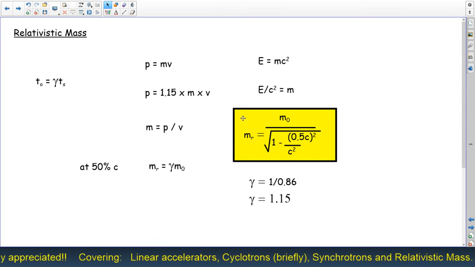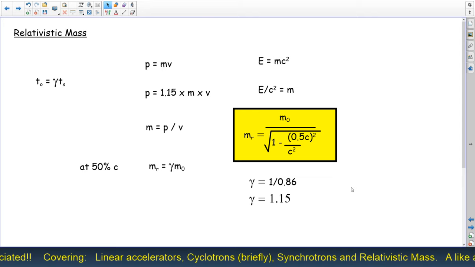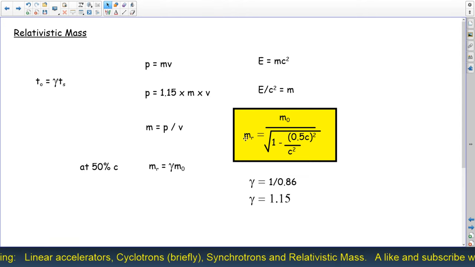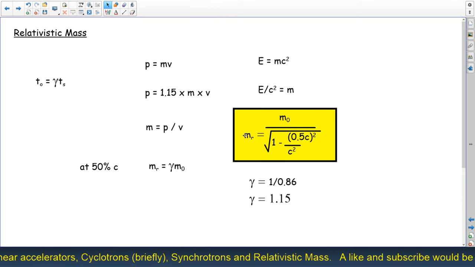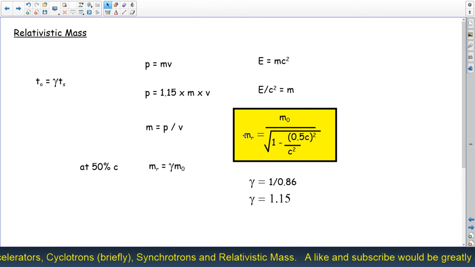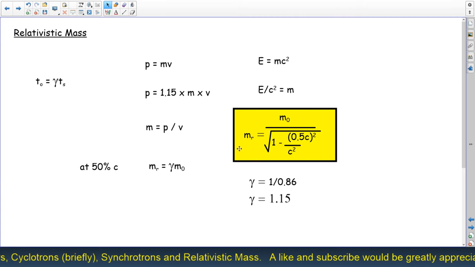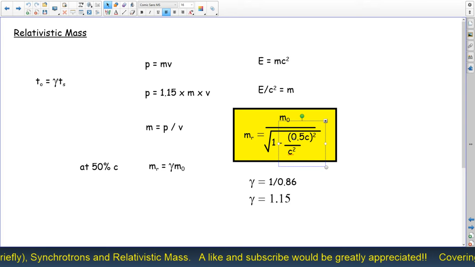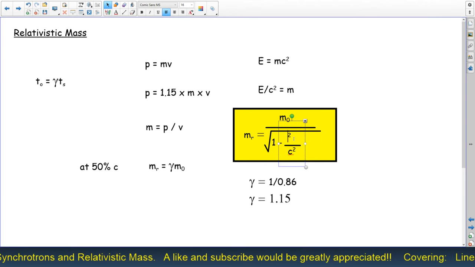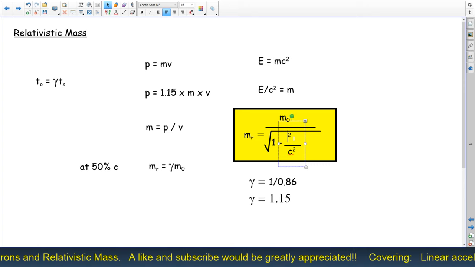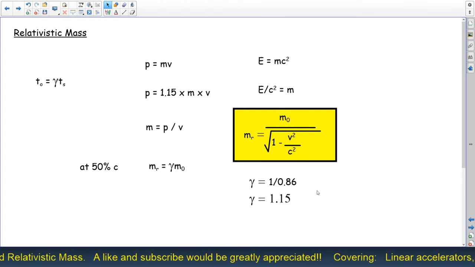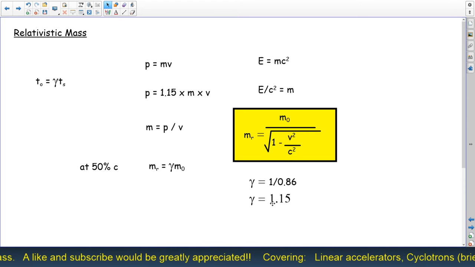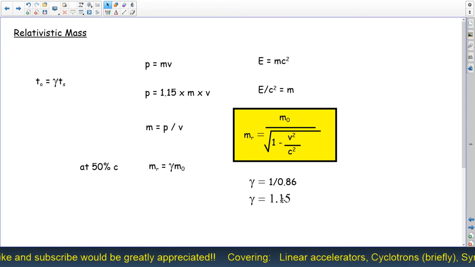This is relativistic mass. And what you need to understand is that as an object gets faster, it appears to gain mass. And this mass we call the relativistic mass. And the relativistic mass can be calculated using this equation. That at low speeds, the relativistic mass and the rest mass are the same. Like even at 50% the speed of light, there's only a 15% discrepancy.